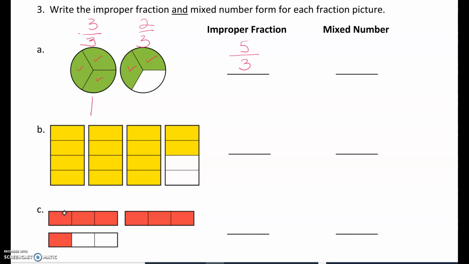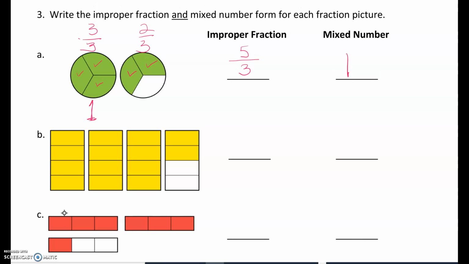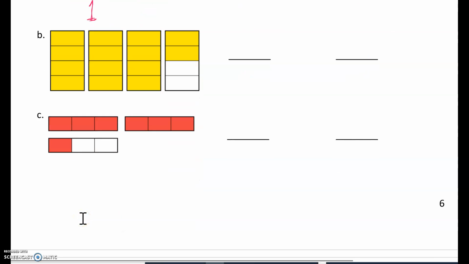Now, when I look at a mixed number, I know that I have one whole piece, 3 out of 3. So I have 1 whole. And then what I have left over are these 2 out of the 3 shaded pieces. So that becomes my fraction. So let's look at B. How many equal pieces is this being broken up into? Well, each group is being broken up into 1, 2, 3, 4 pieces. So that becomes my denominator. Everything is being broken up into 4 equal parts.